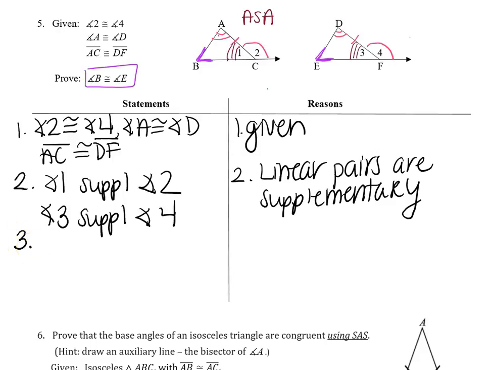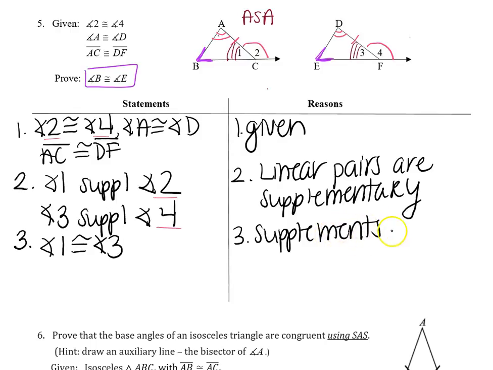Okay, so next, keep in mind they gave you that 2 and 4 are congruent. So what we're going to say next then is that, well, then 1 and 3 must be congruent. And that's because supplements of congruent angles are congruent. Okay, and there you have it. So 1's congruent to 3. And that does indeed take 2 steps. So just be aware of that.